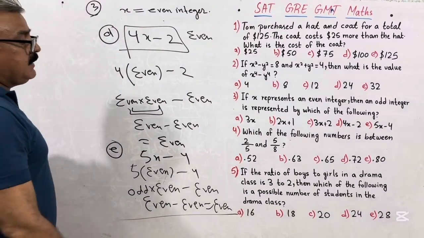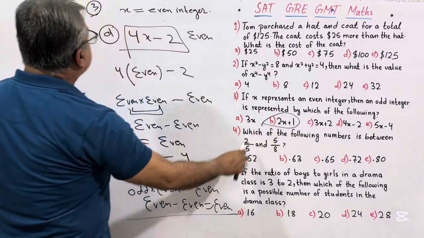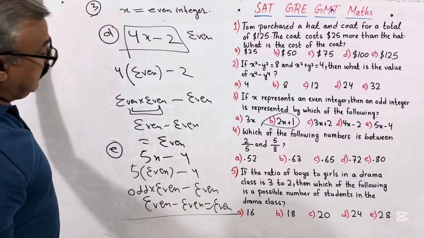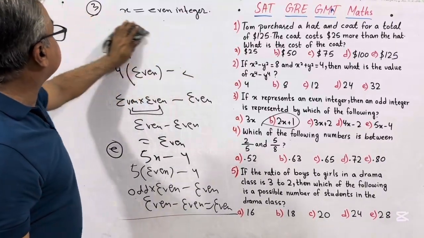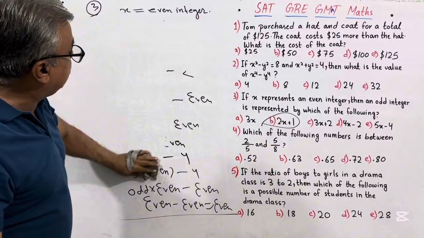I have deliberately skipped option B. That's our right option. How does it represent an odd number? Let's see and find out.